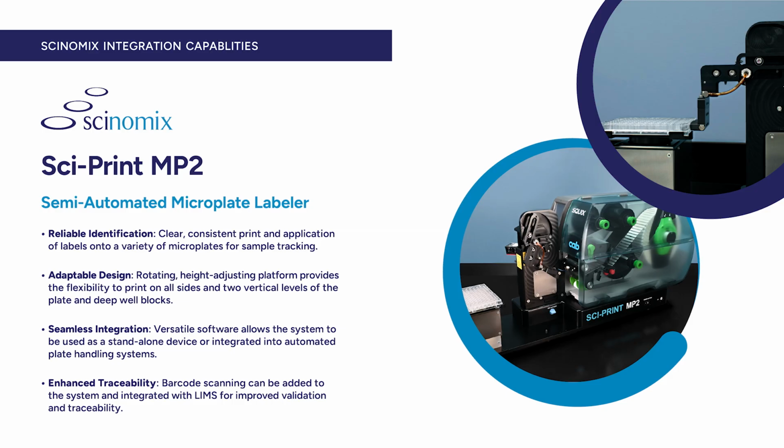And the stage also adjusts in the vertical plane in any increment, meaning you can have a label high on the plate or low if you have a deep well block. And this can be adjusted down to a tenth of a millimeter. So we can really have that precision of label placement, which is going to be super beneficial again in those downstream processes to make sure that that barcode is where it needs to be and so on and so forth.